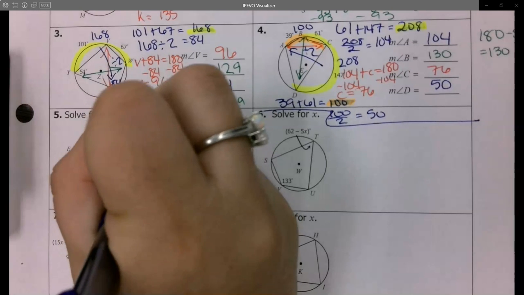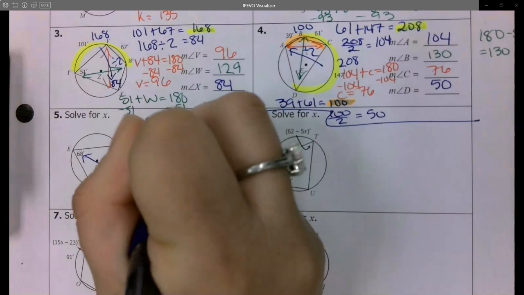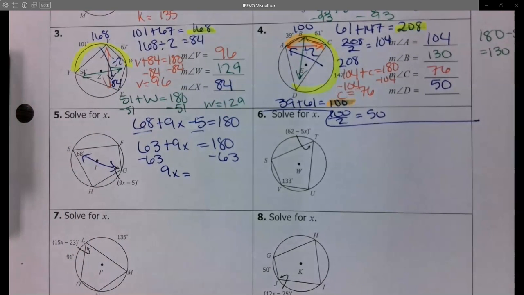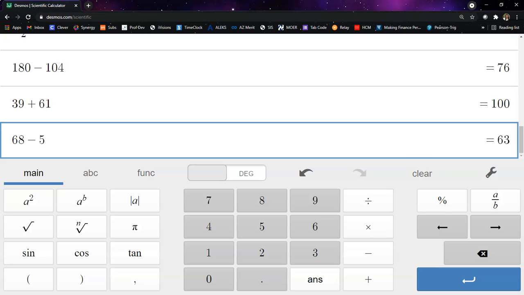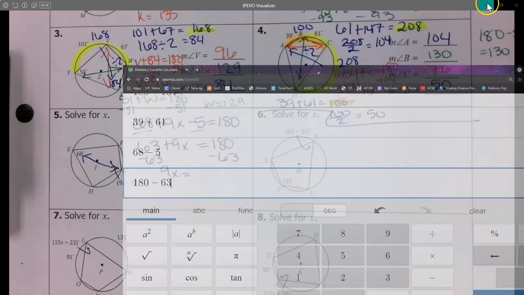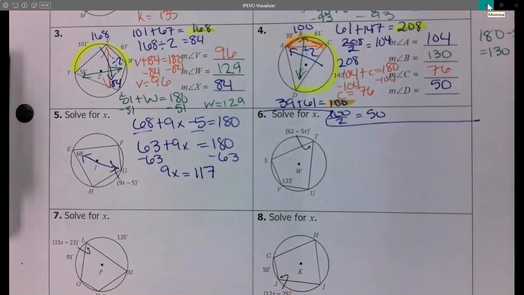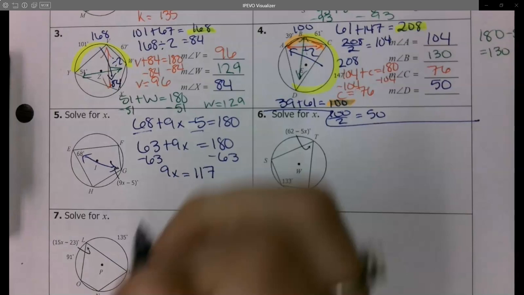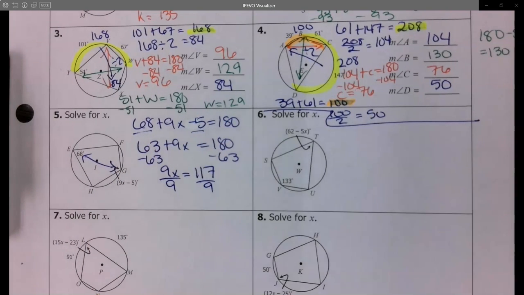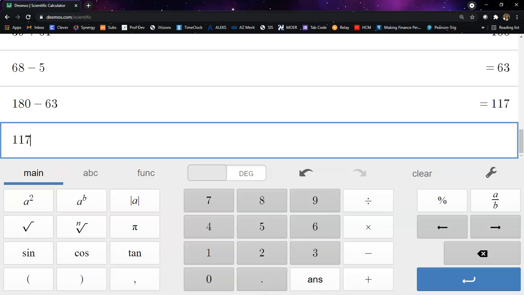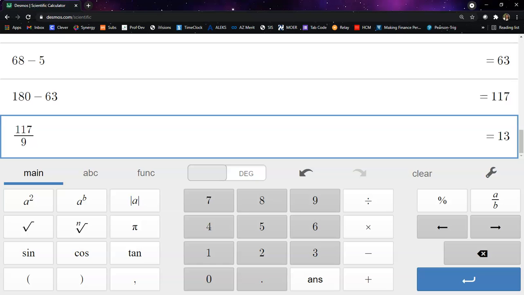Then I want to go ahead and subtract 63 from both sides. Gets me 9x equals 117. Then I want to go ahead and get x alone, so I'm going to divide both sides by 9, which gets me 13.